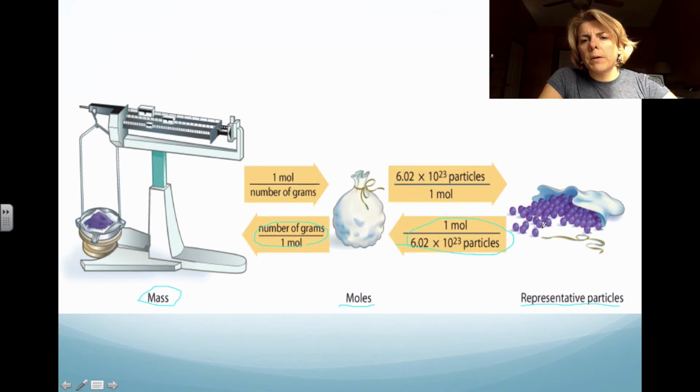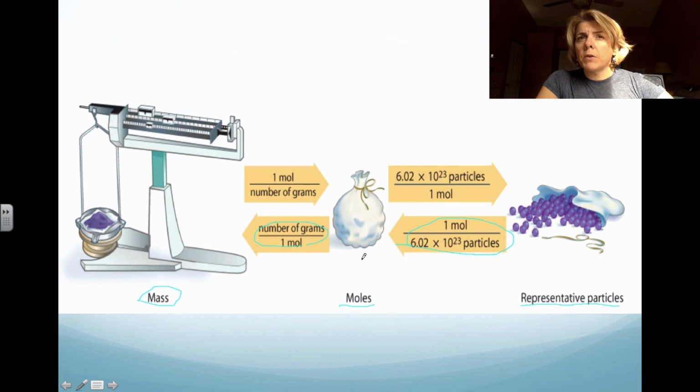So if you're going from representative particles to moles to mass, notice that you're going to use Avogadro's number first. So whenever you see a very large number with an exponent on it, good chances we're talking about a representative particle. And notice you would divide by Avogadro's number. So the number should get smaller when you come to moles.